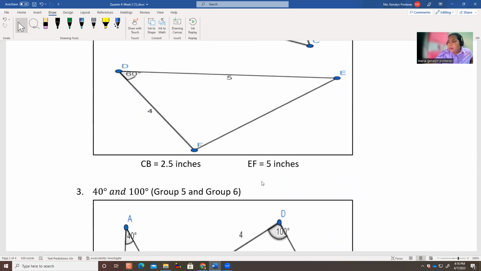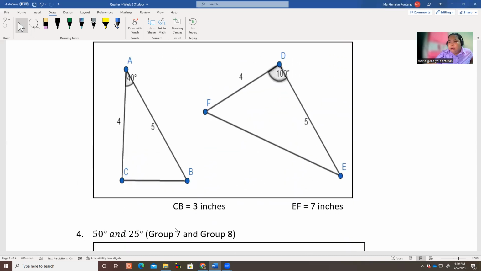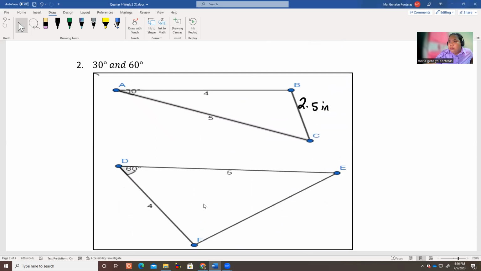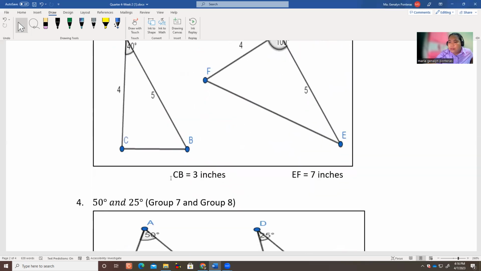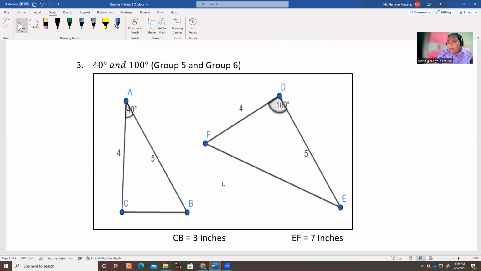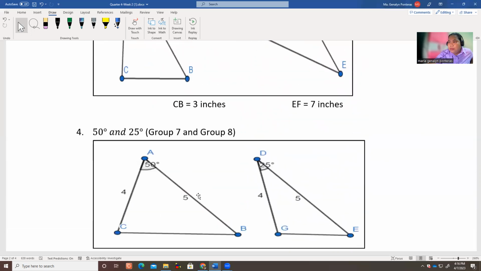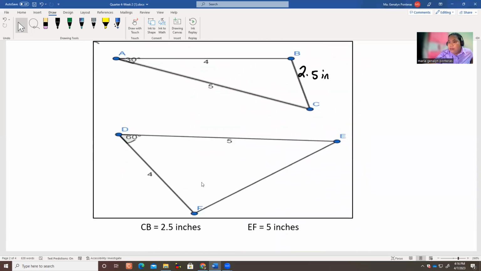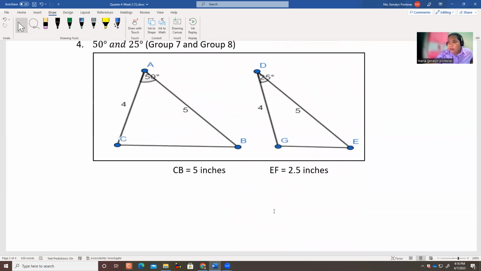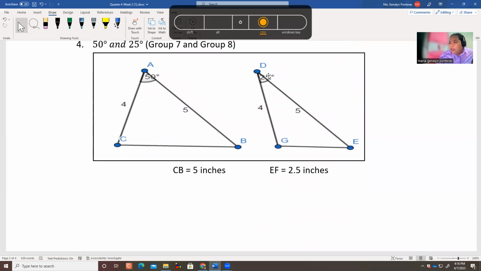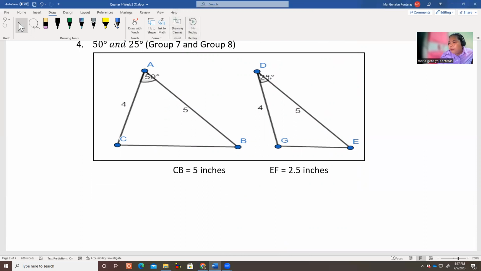We should still apply the triangle inequality theorem. The 40 is 3 inches. Our 30 degrees is 2.5. So we still applied it. Okay, next, 50. It should be larger than 3. So 50 is 5. EF is also 5. EF is 5. DE, sorry. EF is 2.5. We don't have EF, so the G should be F.